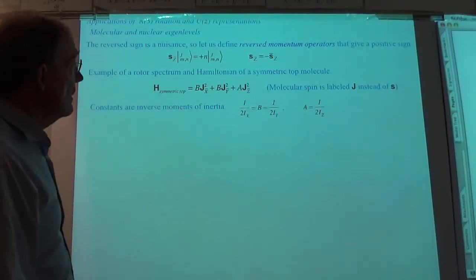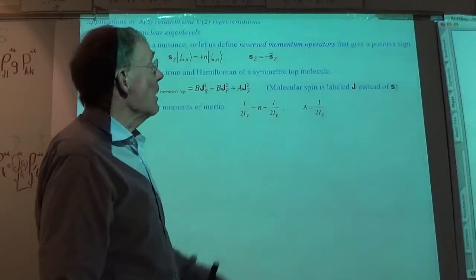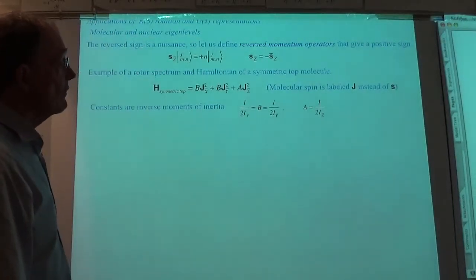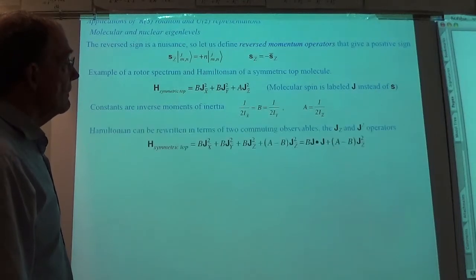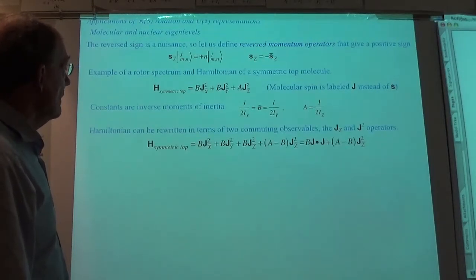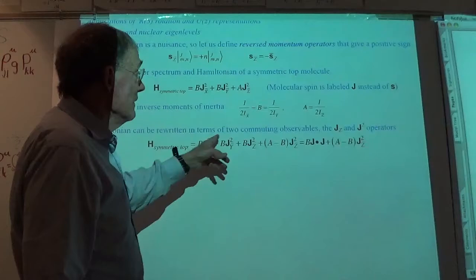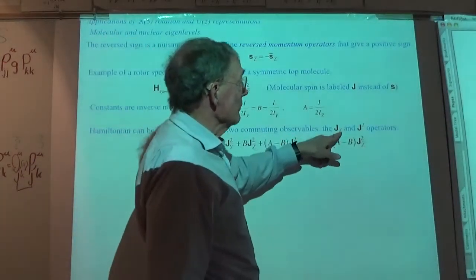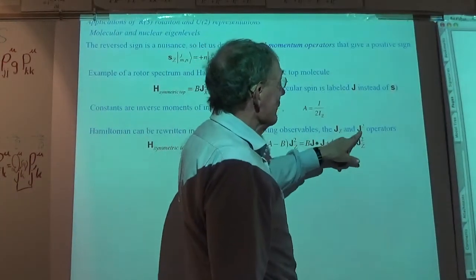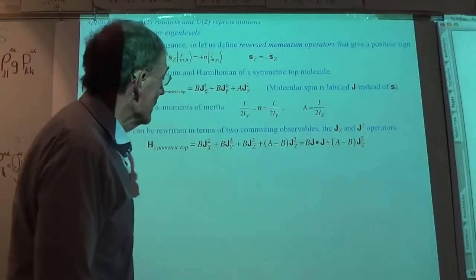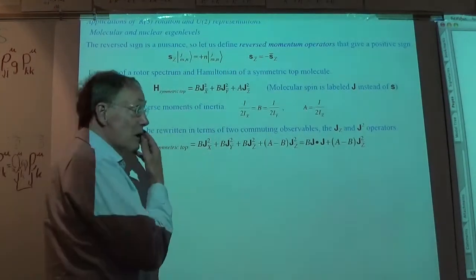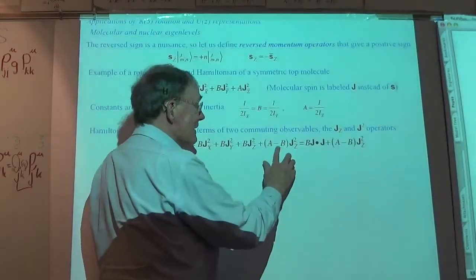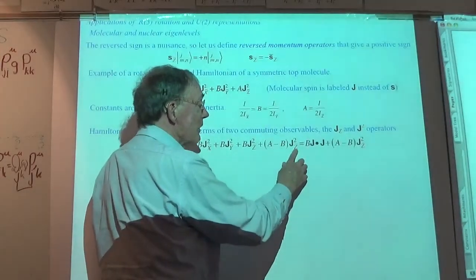The constants are the inertia, and we're going to demand y and x body frame coordinates have equal values. Then the z component will be something else again. Now, the Hamiltonian can be written in terms of two commuting observables, z and the square. You start out with this, then basically you add and subtract b times j z squared.